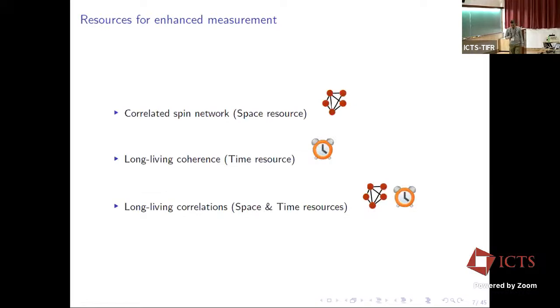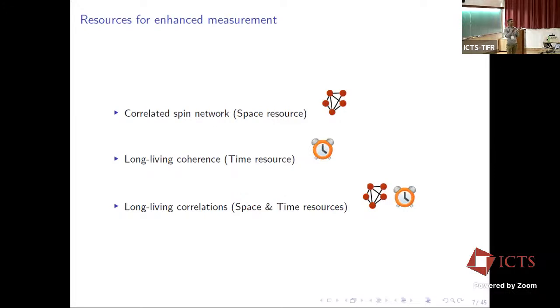Okay, so coming to the main topic of today's talk. This is about measurement, and I'm going to categorize the strengths into three categories. One is using correlated spin networks, that is, how to enhance measurements using correlated spin networks, which is often called the space resource. The other one is called the time resource, using coherences which can be sustained for a long time, as the previous speaker mentioned.